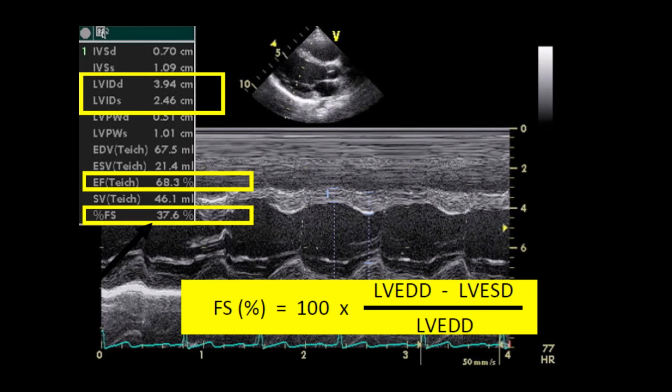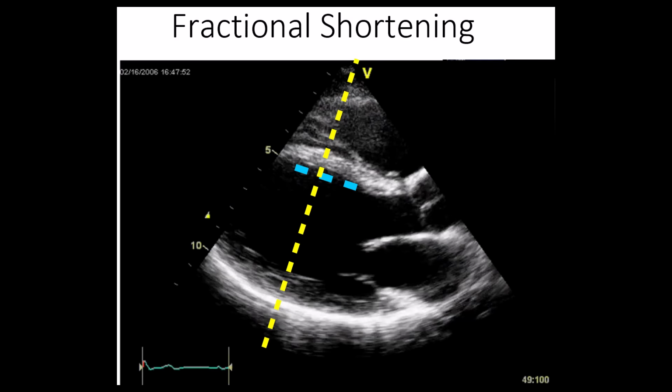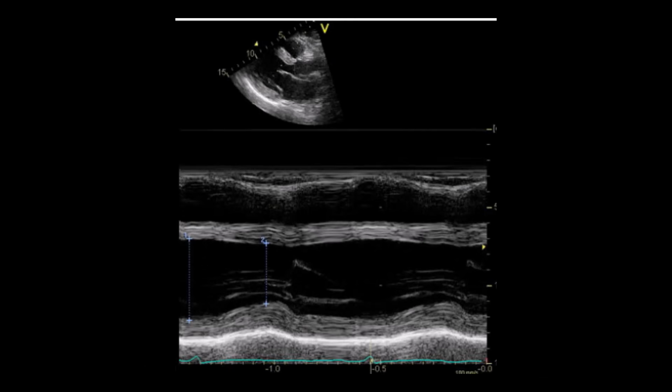There is an equation as we can see here, but there is an automatic preset in the machine. So if you measure the diastolic diameter and the systolic diameter, then the machine will give you an ejection fraction directly. The most important pitfall about the fractional shortening is that you have to be perpendicular to the wall, and the M mode cursor needs to be at the tips of the mitral valve. I like to measure it more on the M mode because of the accuracy of determination of the walls, so the measurements will be more accurate and reliable.